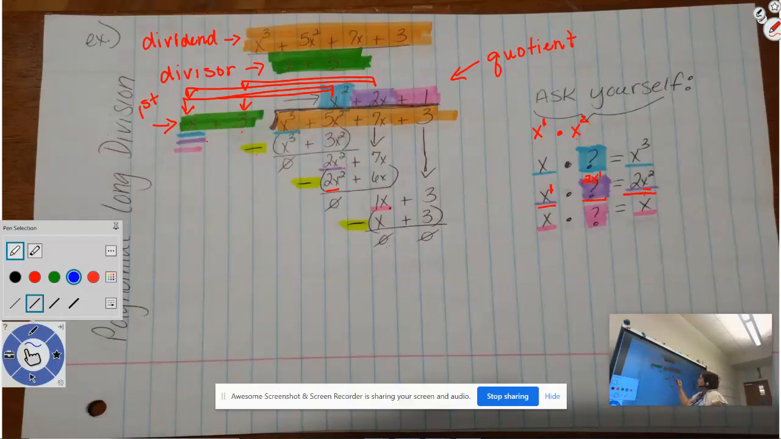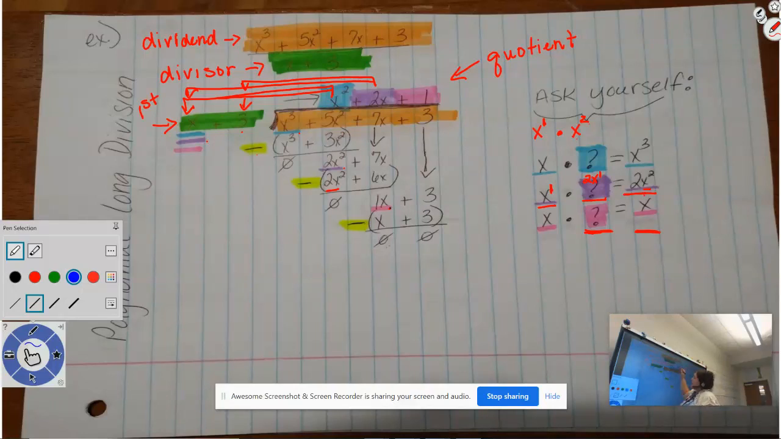Right? 2x squared minus 2x squared is 0. 7x minus 6x is 1x. I bring down the 3 and I start this process again. I go back to my first term and I ask myself in my head, x times what number equals x, right? x times what number equals x? Well, the only way to get that would be 1.